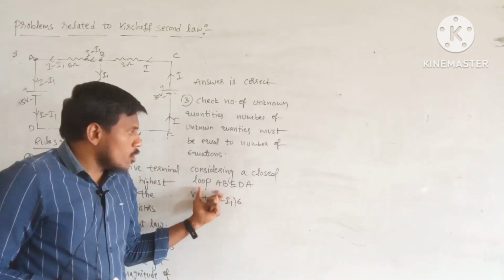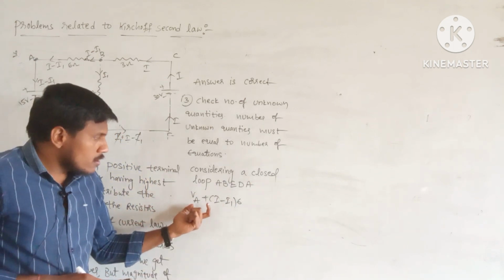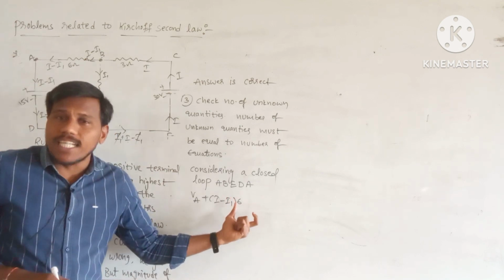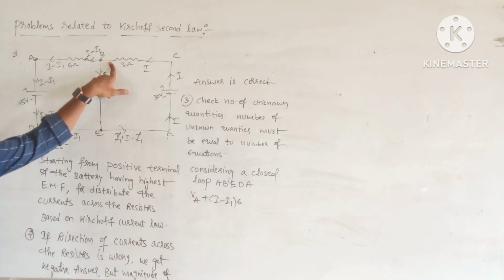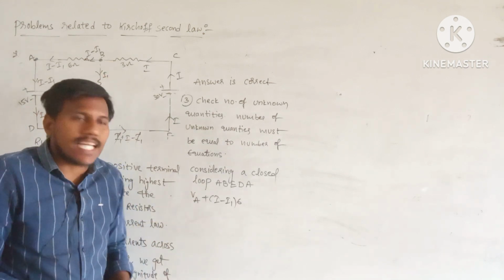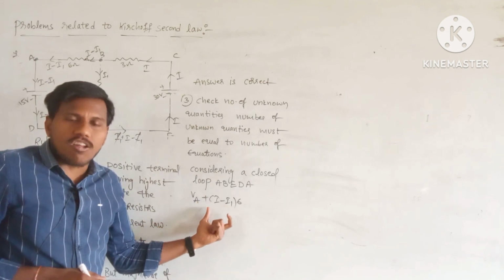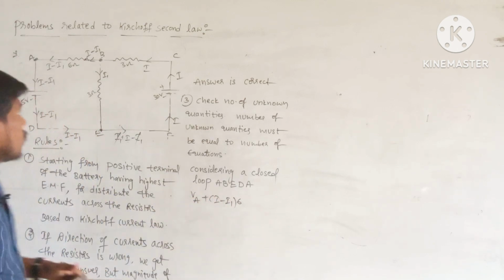So considering the closed loop ABEDA, VA plus I minus I1 into 6. Why am I writing I minus I1 into 6? Because in the path AB we move against the direction of electric current. So when we move against the direction of electric current, what sign are we taking for the potential difference across the 6 ohm resistor? Positive. So plus I minus I1 into 6.